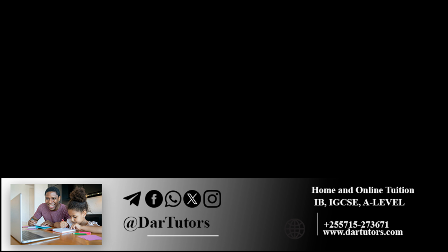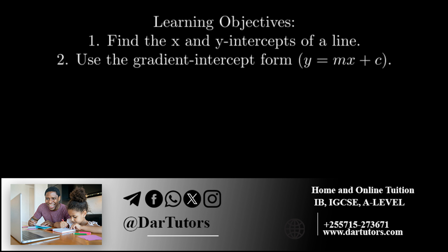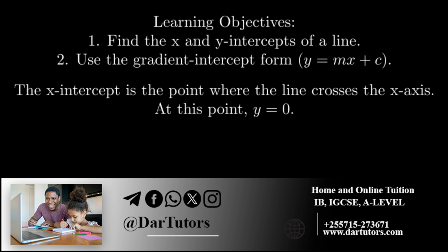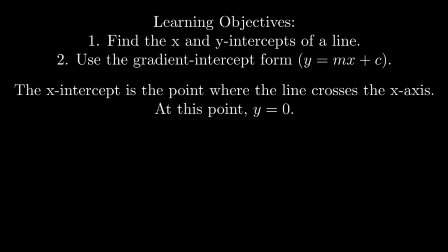In this scene, we'll learn about intercepts and a very useful form for the equation of a line. Our goals are to find the x and y intercepts and to use the gradient-intercept form of a linear equation. The intercepts are the points where the line crosses the coordinate axes. The x-intercept is where the line crosses the horizontal x-axis. At every point on the x-axis, the y-coordinate is 0. So to find the x-intercept, we set y equal to 0 in the line's equation.